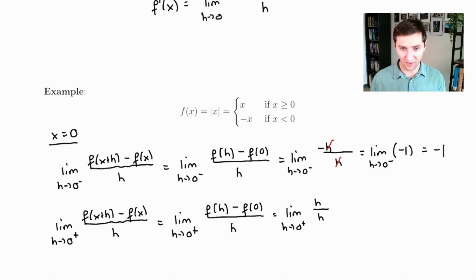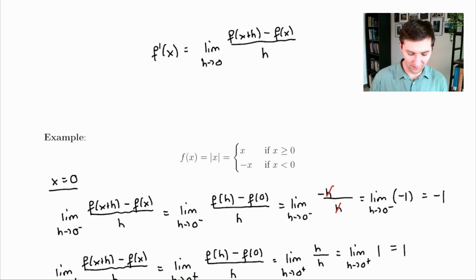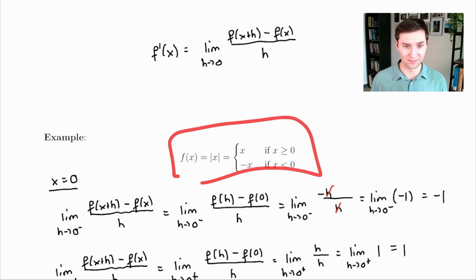And I use the same fact as before, that f of 0 is 0. The absolute value of 0 is 0. That allows me to divide out h, and I get the limit as h goes to 0 from the right of 1. The limit of a constant is that constant. The limit from the left was negative 1. The limit from the right was 1. These two numbers are not the same. The general limit does not exist, which means that the derivative of this function at x equal to 0 does not exist.